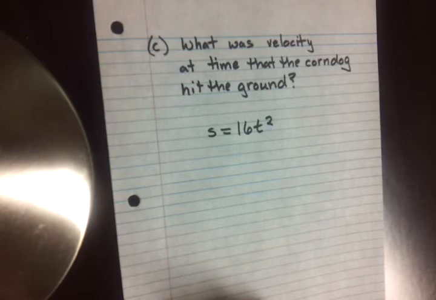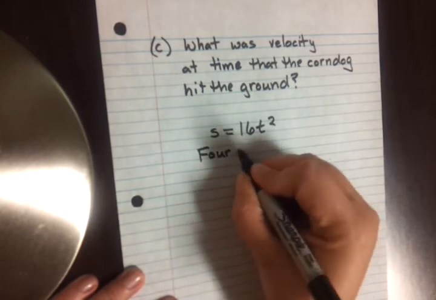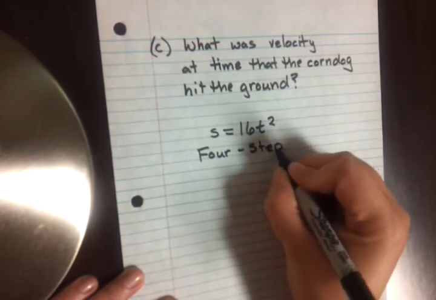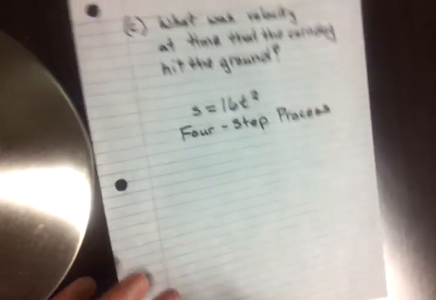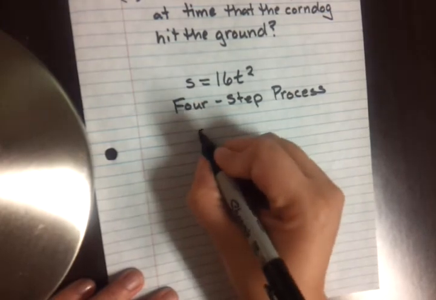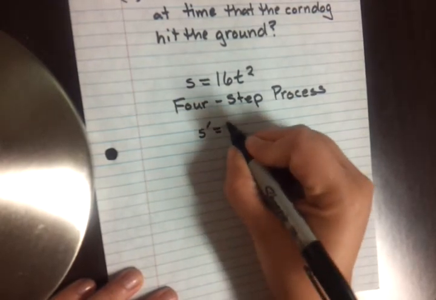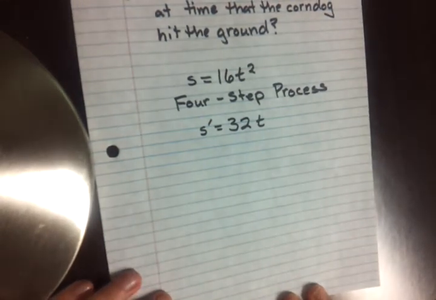Since this is homework 4, I trust you are all going to dutifully do the 4-step process. That's what should happen here. The 4-step process to find this derivative. And once you have done that 4-step process, you are going to find out that s prime equals 32t. Okay? So that's useful. Now what do we plug in for that t?